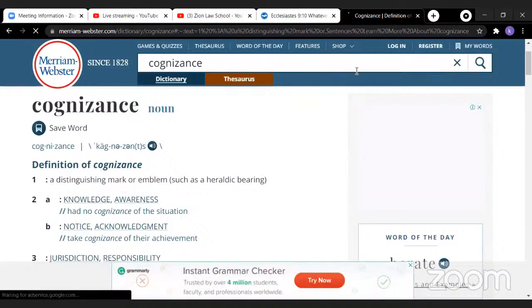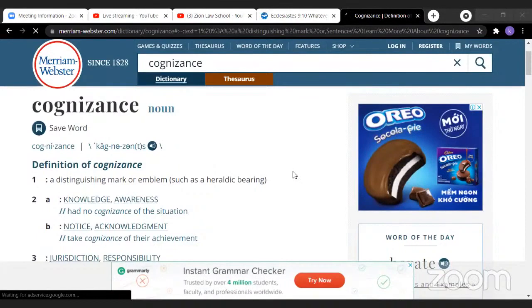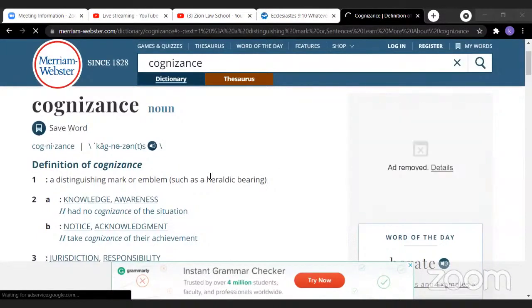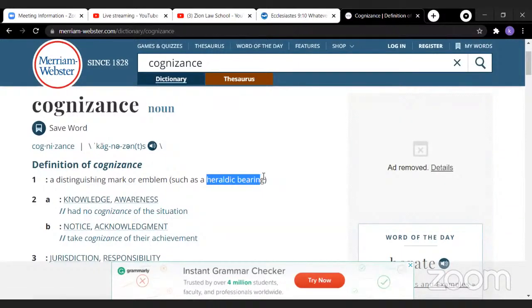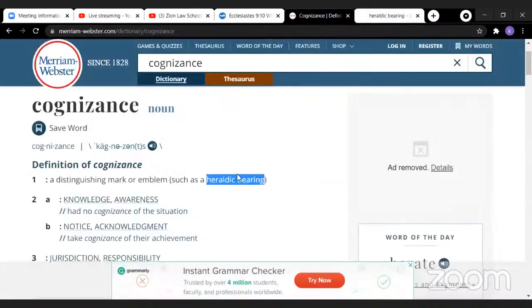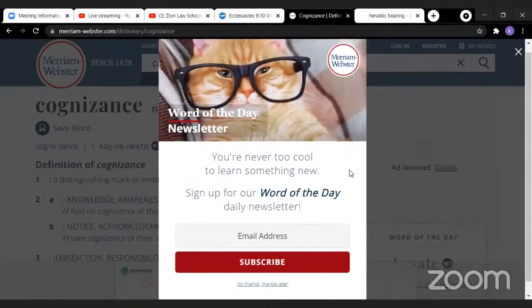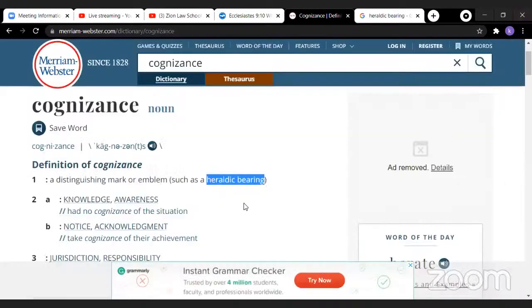Definition of cognizance: a distinguishing mark or emblem, such as the heraldic bearings. Yeah, you know what? We're going to look at this. This is very interesting. This idea here, we're going to look at this, okay? We're going to look at that. Oh, let's go back here first.